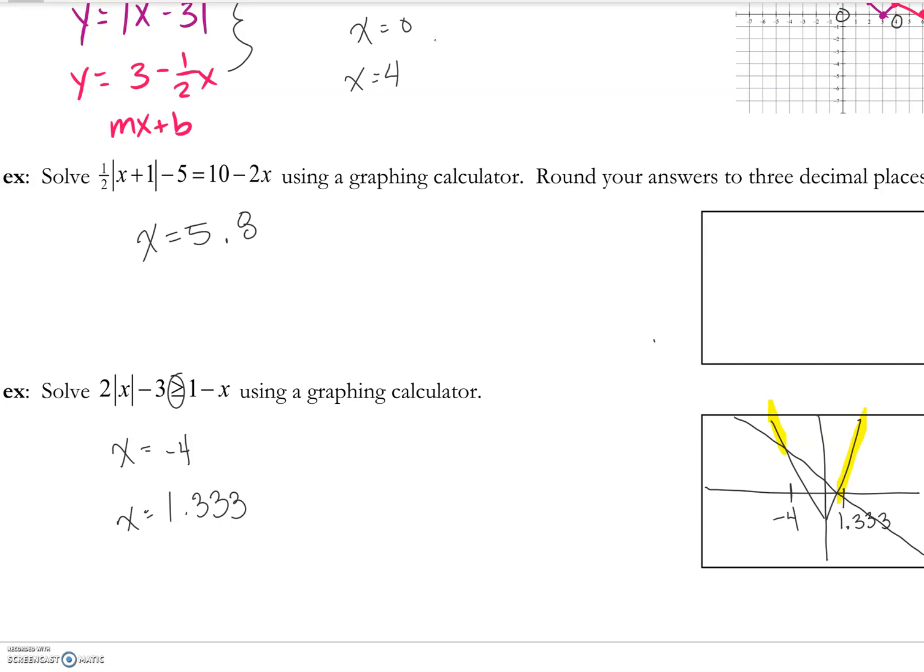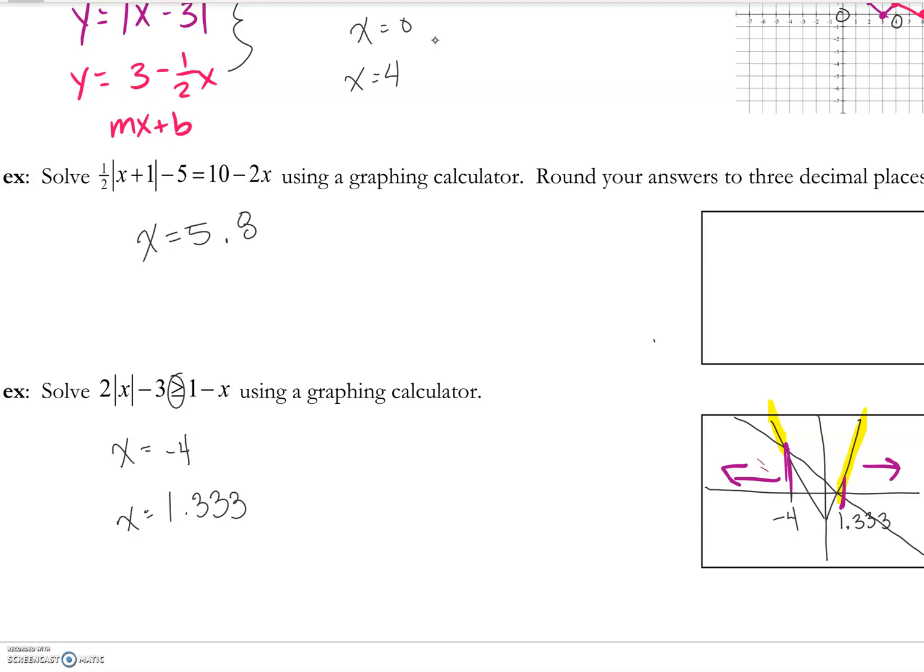So if I look at it that way, I've highlighted the parts of the absolute value function that are above the diagonal line. The parts that I've highlighted as they correspond with the x values are to the left of negative 4 and to the right of 1.33.